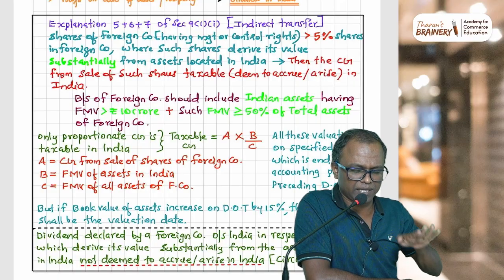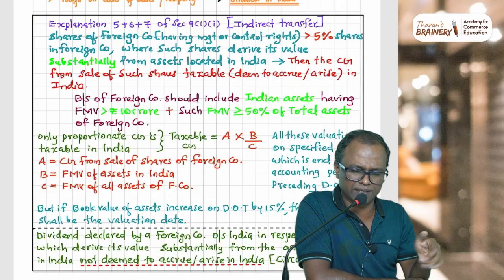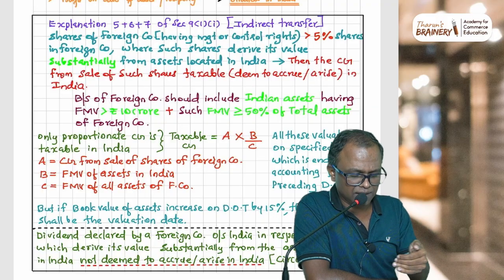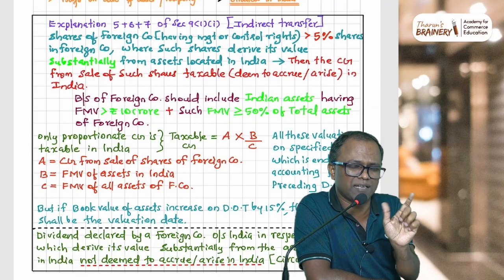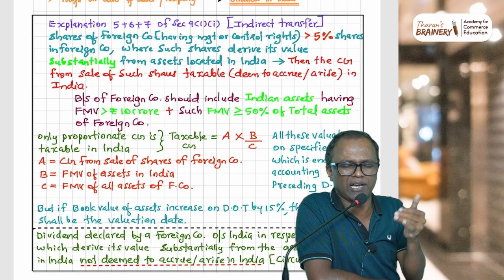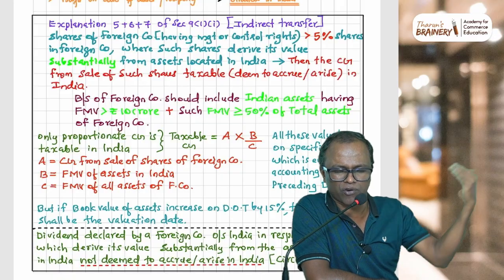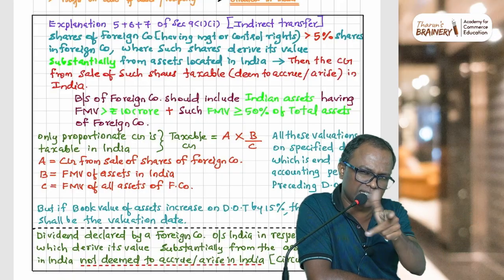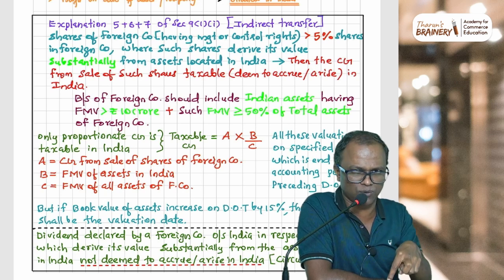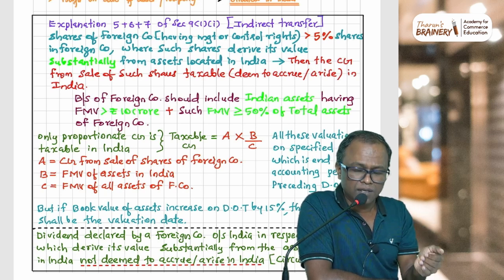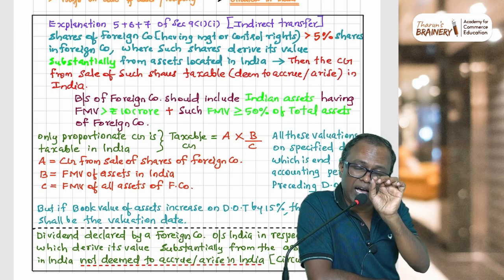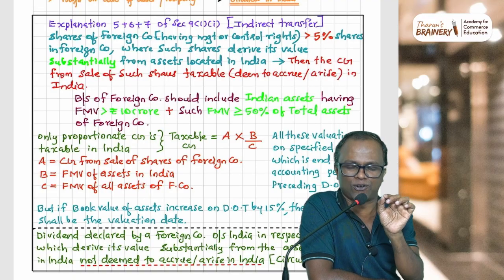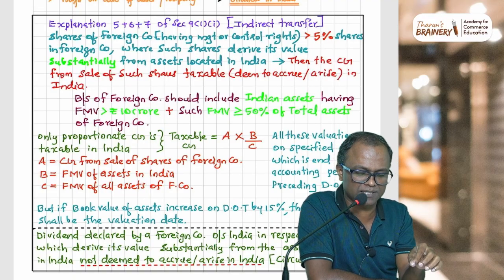So this is the way capital gain is computed. First find out the full capital gain, then apply the ratio B by C. B means the fair market value of assets in India, because only that portion can be taxed in India; the other value derived by the foreign company shares comes from foreign assets. So from Indian assets, only to the extent value is derived can it be taxed in India. That is why this ratio B by C. But remember, the fair market value of Indian assets should be more than rupees 10 crore.